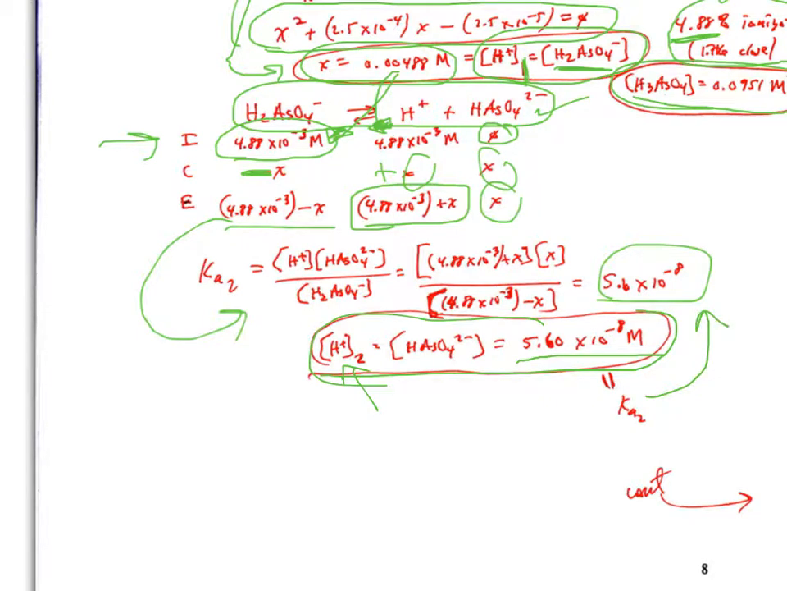Just to prove how, even doing all the algebra, it does simplify to where you can simply say that concentration is going to end up being the Ka2.